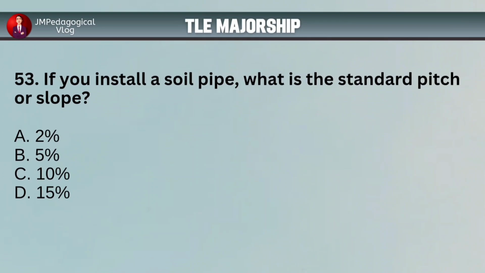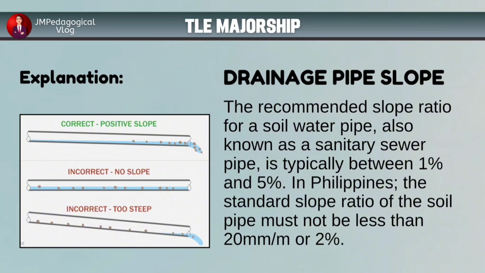53. If you install a soil pipe, what is the standard pitch or slope? a. 2%, b. 5%, c. 10%, d. 15%. a. 2%. Explanation. The recommended slope ratio for a soil water pipe, also known as a sanitary sewer pipe, is typically between 1% and 5%. In the Philippines, the standard slope ratio of the soil pipe must not be less than 20 mm per meter or 2%.